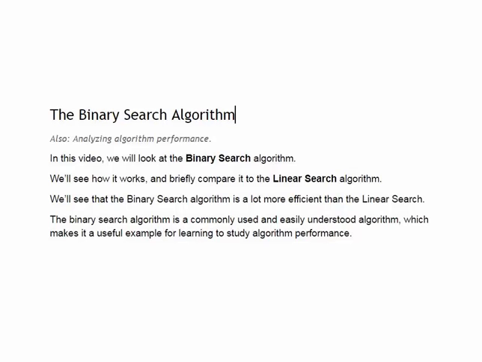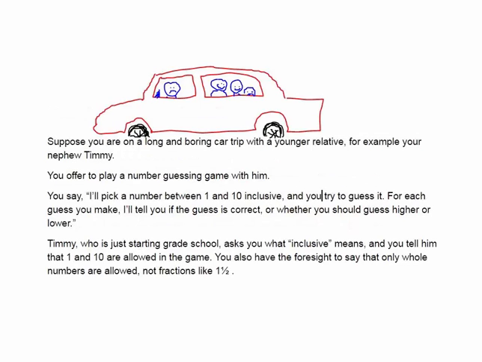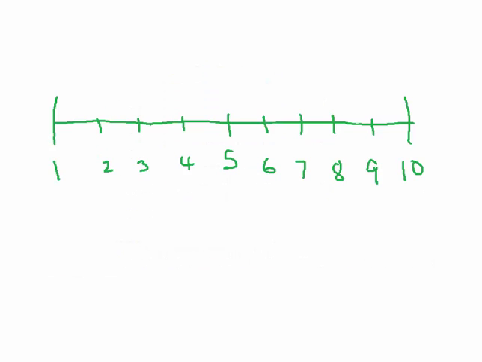to study algorithm performance. Suppose you are on a long and boring car trip with a younger relative, for example, your nephew, Timmy. You offer to play a number guessing game with him. You say, "I'll pick a number between 1 and 10, inclusive," and you try to guess it. For each guess you make, I'll tell you if the guess is correct, or whether you should guess higher or lower. Timmy, who is just starting grade school, asks you what inclusive means, and you tell him that 1 and 10 are allowed in the game. You also have the foresight to say that only whole numbers are allowed, not fractions like 1.5. So Timmy agrees to play.